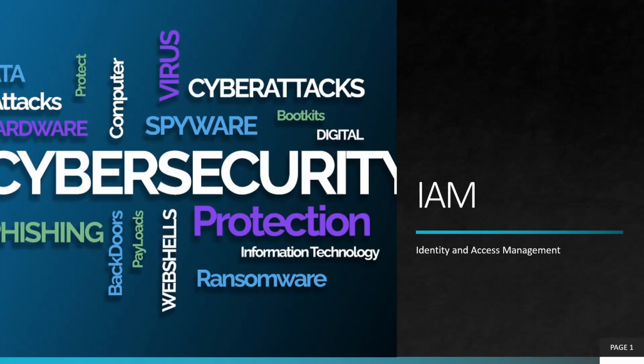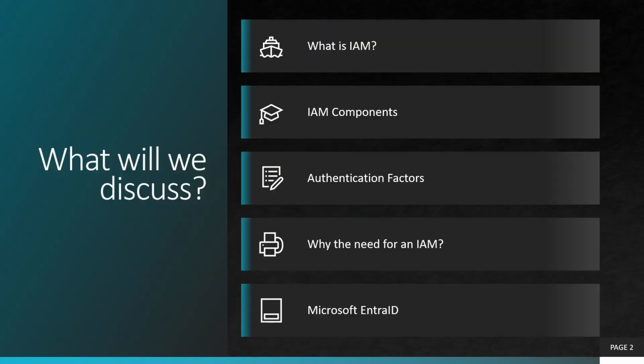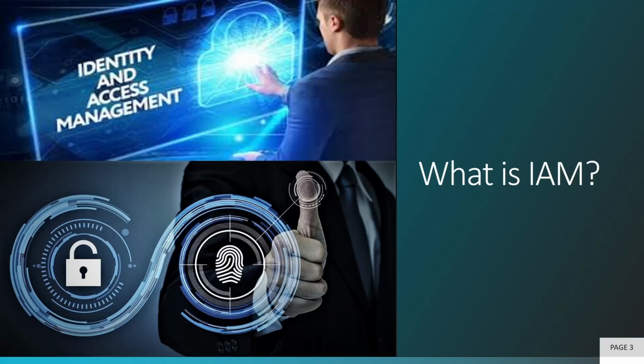So in this week's video, we are going to be talking about IAM, which is short for Identity and Access Management. So how are we going to be proceeding? We are going to be defining what IAM is. We'll look at the components of IAM. We'll look at the different authentication factors. We'll explain why we need an IAM in the first place, and we'll talk about Microsoft Entra ID. So let's get started with what IAM is.